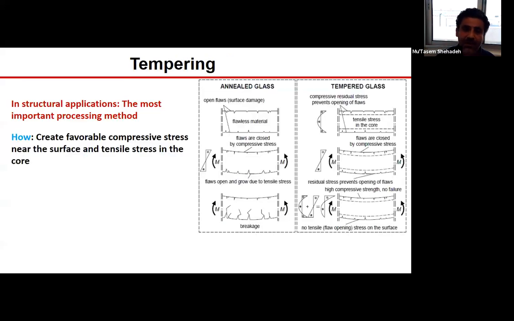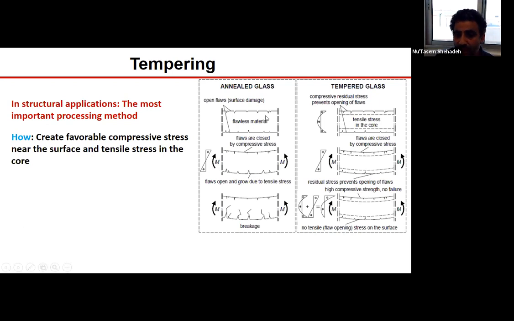Now, we mentioned here a process that's called tempering, glass tempering. This is probably the most important processing method for glass. And as I mentioned in the previous slide, by tempering the glass, its strength can be increased by a factor of 2 to 4. And the process here is based on introducing a favorable compressive stress in the material, in the glass samples.